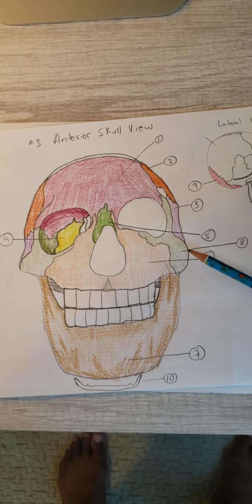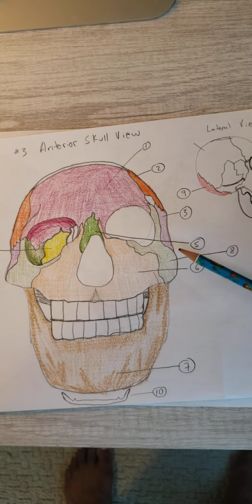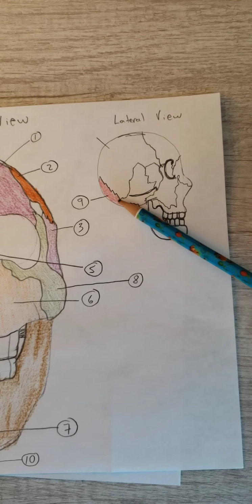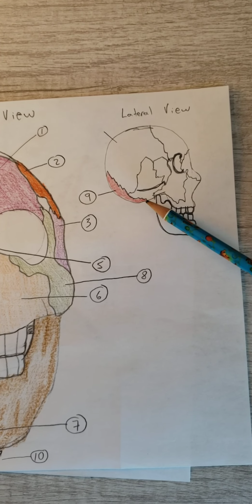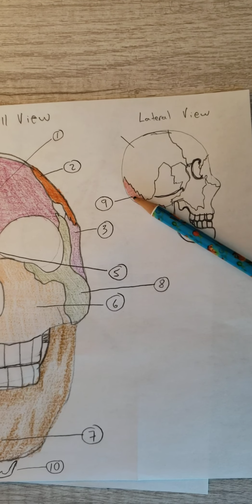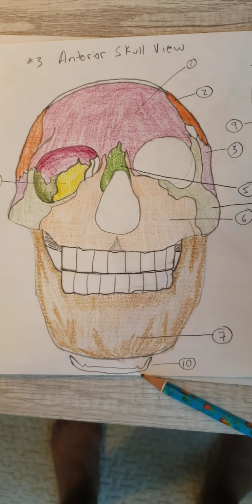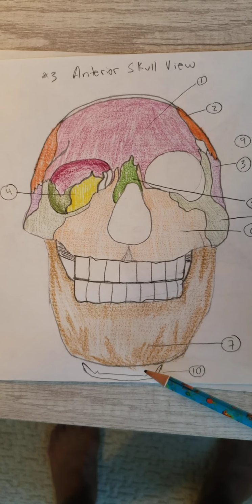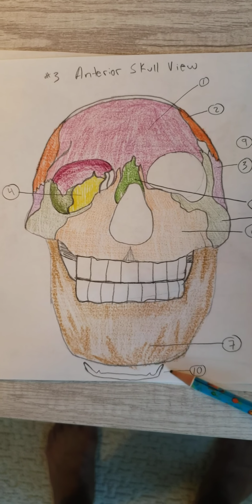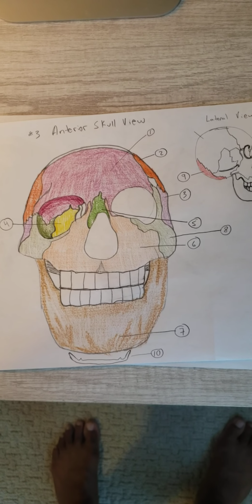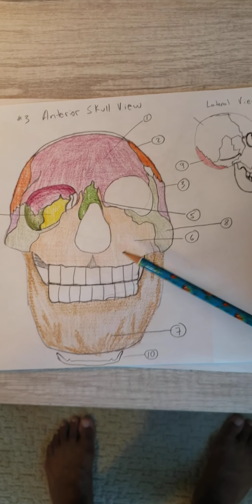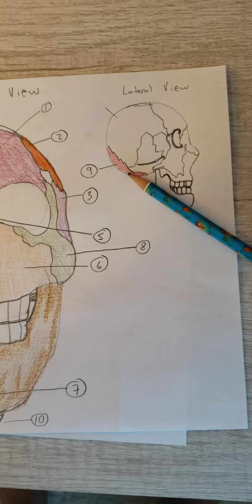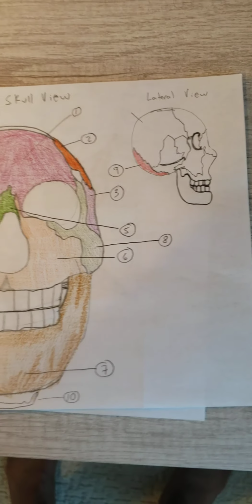Number 9 is in the lateral view right here, the back bottom of the skull, where we have the occipital bone. Then number 10, I tried to squeeze this in my paper, and I didn't do a very good job there at the very bottom, but that's where we have the hyoid. Again, that's my anterior skull view with most of the bones depicted, and then I drew a lateral view so that I could throw the occipital bone in there.